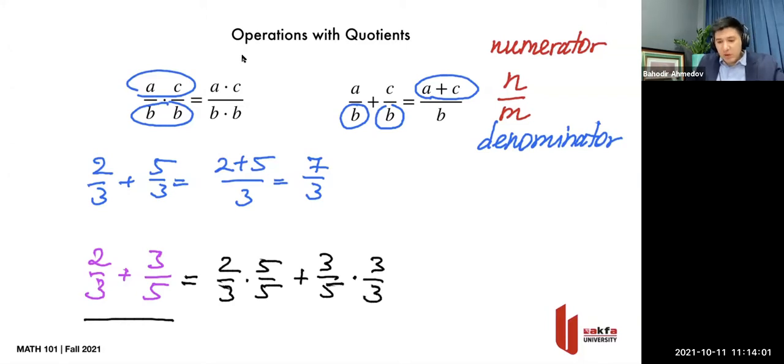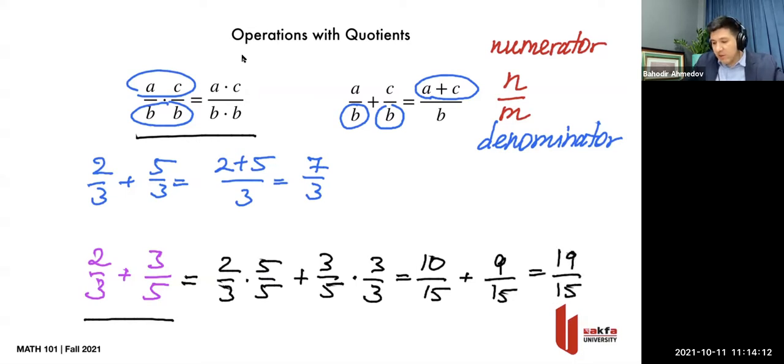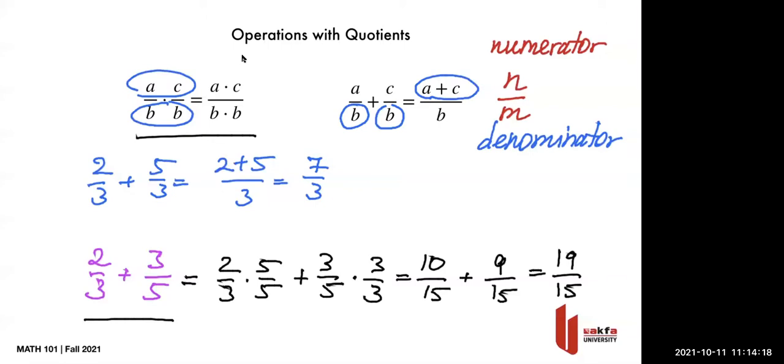Now, if I use the first law, I can write this as 10 over 15 plus the second one is going to be 9 over 15. Now I can add them. It is going to be 19 over 15. Of course, you know this from school as giving the common denominator, right? Like общий знаменатель from school.